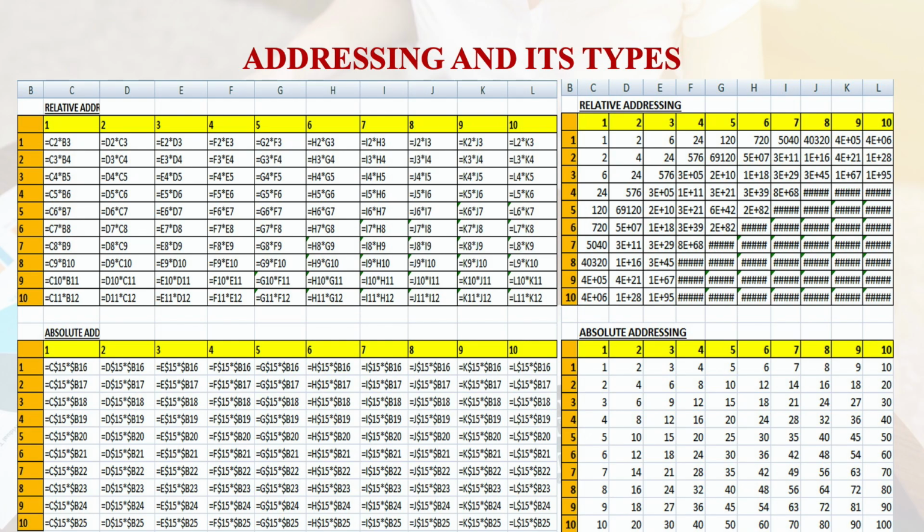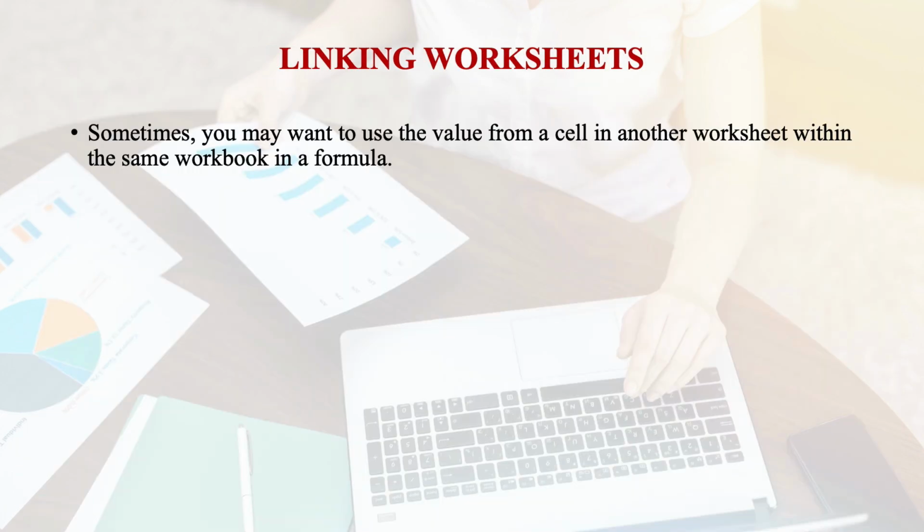So you are supposed to compose the formulas with the absolute addressing mechanism, so as to get the results tabulated as the output of the table of 10. Say 1 into 1 is 1, 1 into 2 is 2, 3 into 2 is 6, and so forth. In order to have the appropriate results, you are supposed to formulate the absolute addressing formula and you will get the results. Now, many times it is required to link multiple worksheets.